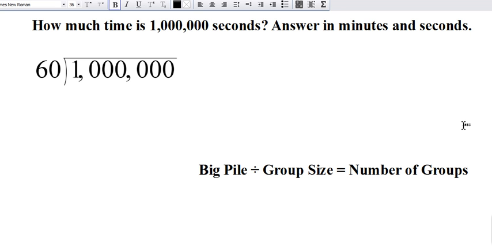One of my favorite problems is the giant pile of seconds, a million seconds. How much time is a million seconds?